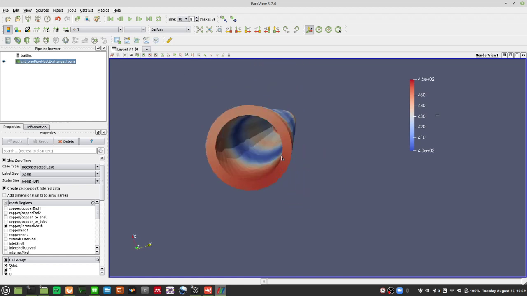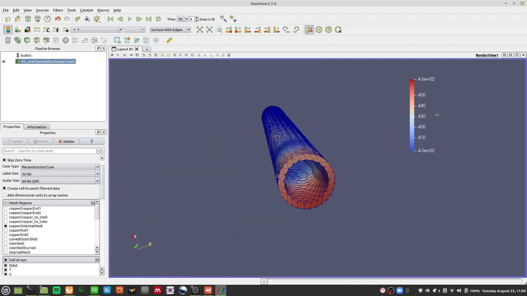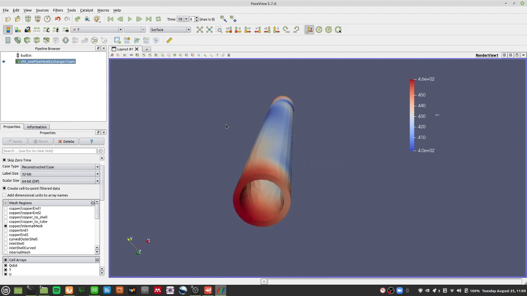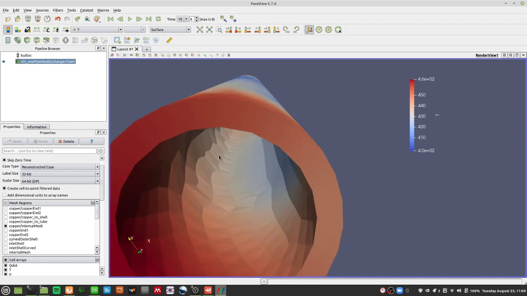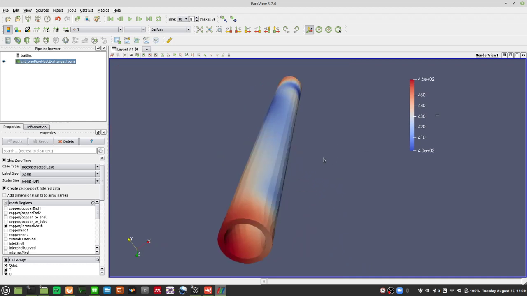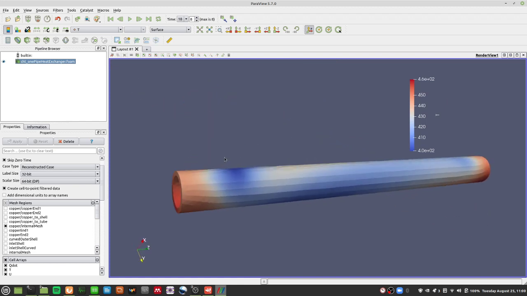Otherwise, let's see, surface with edges. Otherwise, we can see that at least it makes physical sense. So it's about 400 Kelvin, whereas the shell side is about 300-ish Kelvin. The tube side is about 500-ish Kelvin. So this is a reasonable temperature range. Of course, not completely physical. I mean, this simulation as a whole is not completely physical, but at least for the copper side, it is still reasonable in terms of temperature.